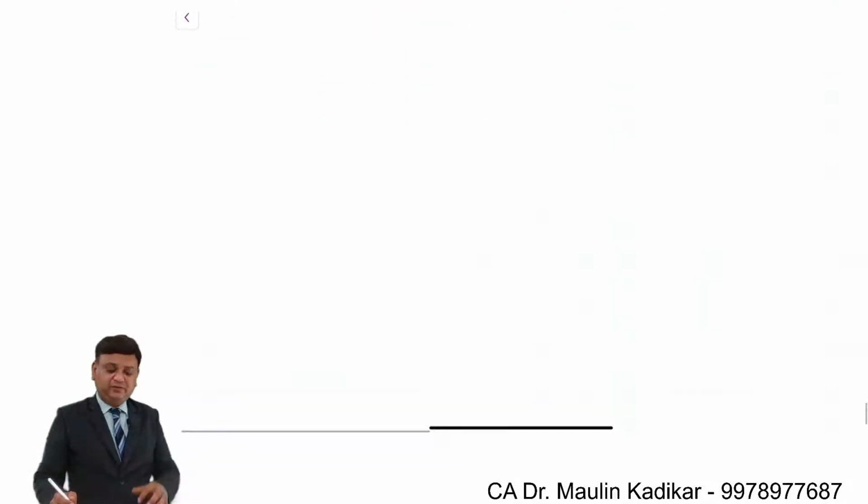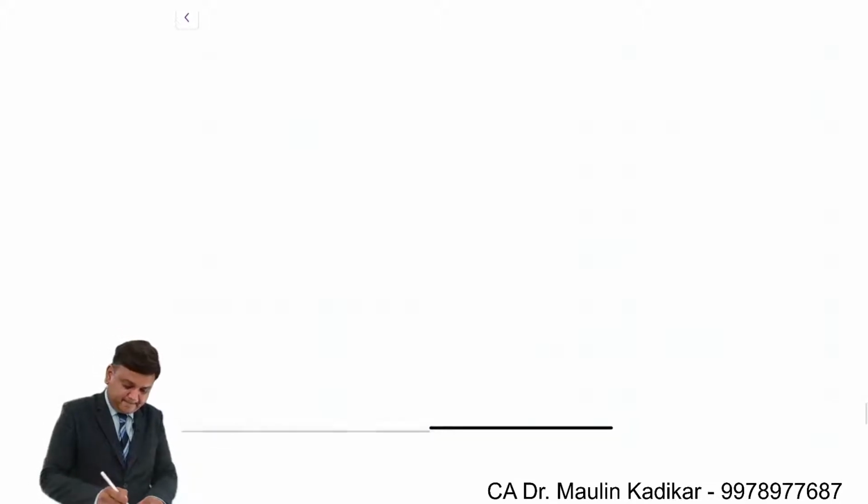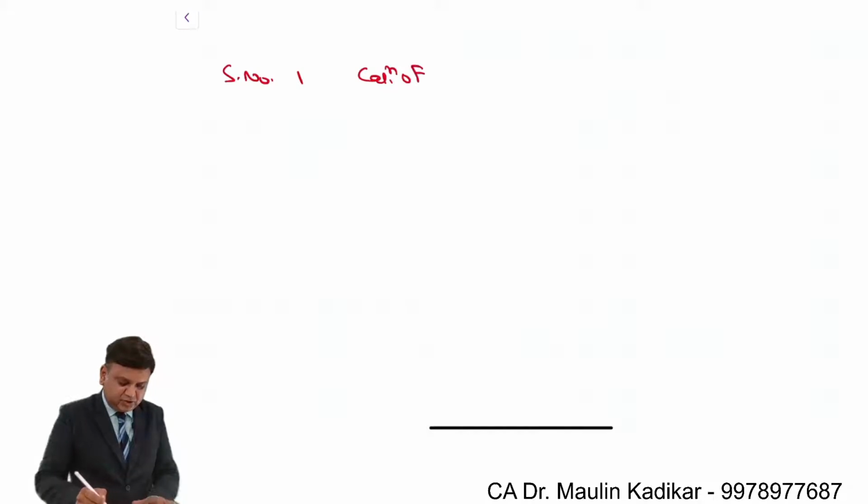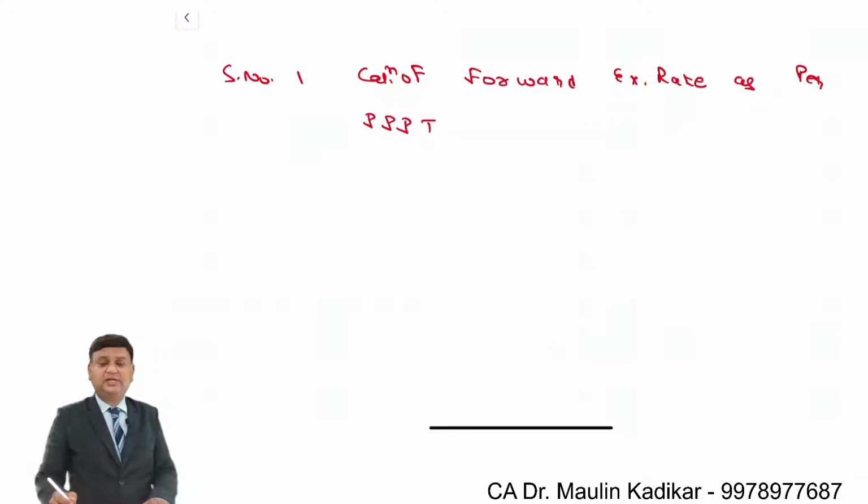The sequence in which we will do the answer will be something like this. Step number 1, let me explain that to you first of all. Calculation of forward exchange rate as per purchasing power parity theorem. Why? Because the inflation rate is provided to us for both the currencies.